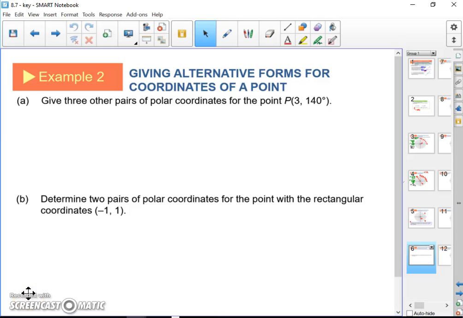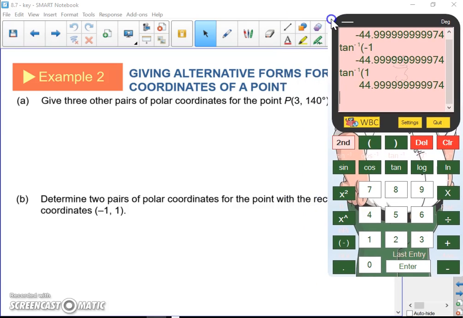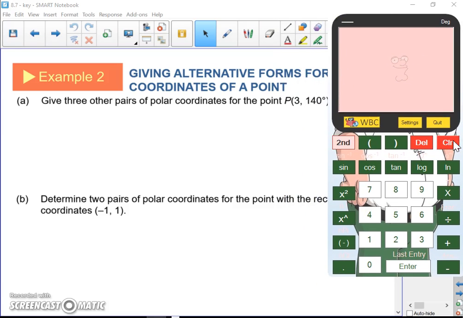Example 2: give 3 other pairs of polar coordinates for the point P, which is 3, 140 degrees. All right, so I think the most obvious thing is to add 360 degrees. So one thing you can do is let's just add 360.